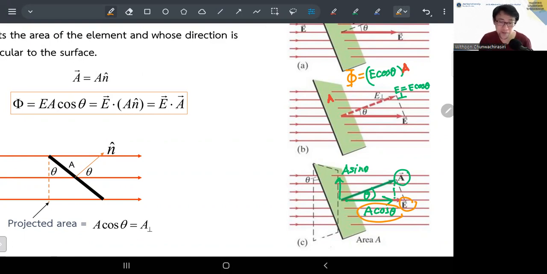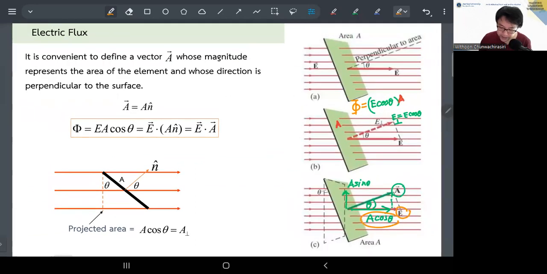One more time. We define the A vector to be perpendicular to the actual area. So once we take the area vector that is parallel to the E vector, it is a guarantee that the E vector must be perpendicular to the actual area already. Cool. All right. So with that, the flux that you get at the end is just, let me write it as E times A cosine theta.